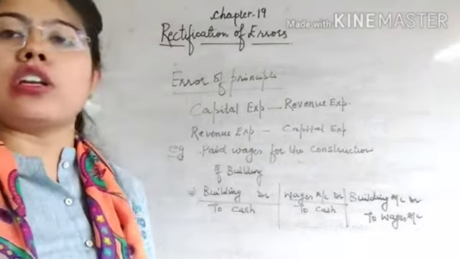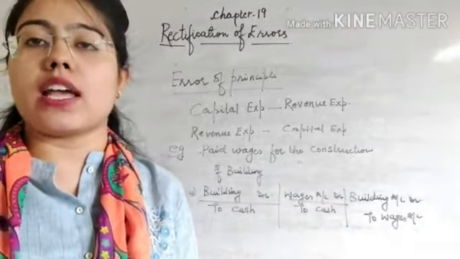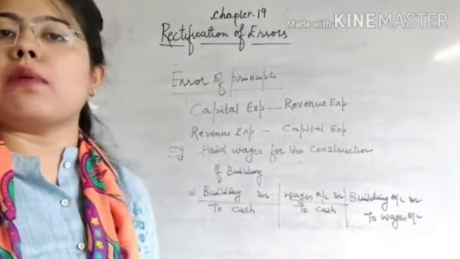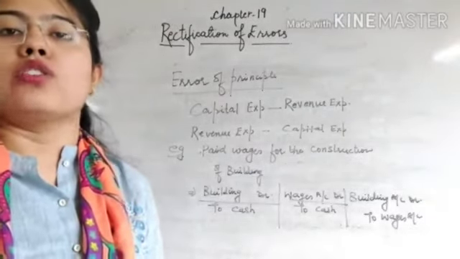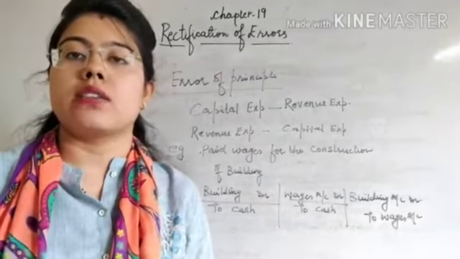and capital expenditure is taken as revenue expenditure, or revenue expenditure is taken as capital expenditure, then that entry will not affect the trial balance, but it is wrong. So we have to pass rectifying entries in all the cases.